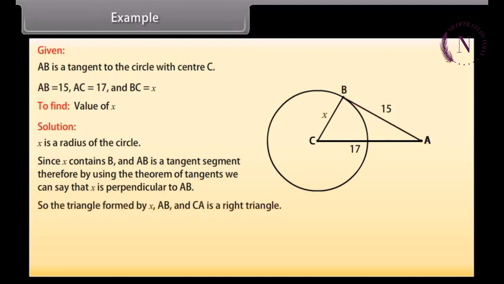So the triangle formed by x, AB and CA is a right triangle. Now by using the Pythagoras theorem we get 15 square plus x square is equal to 17 square, or x square is equal to 64, which gives us x as 8.